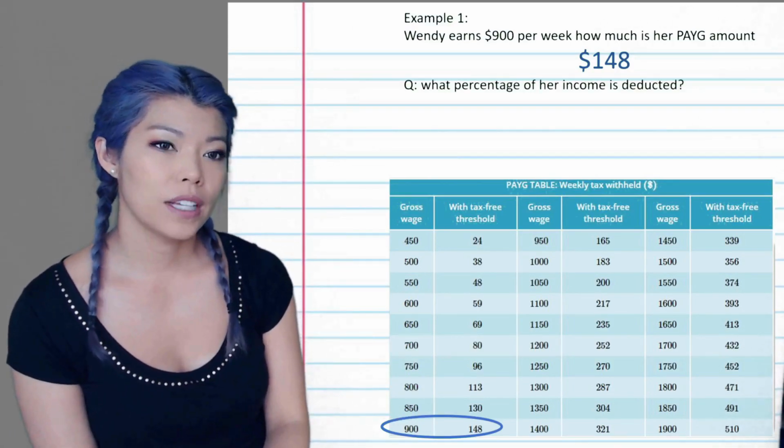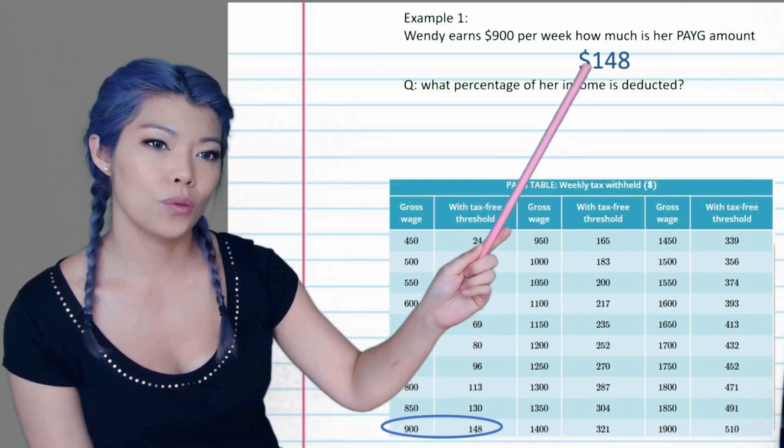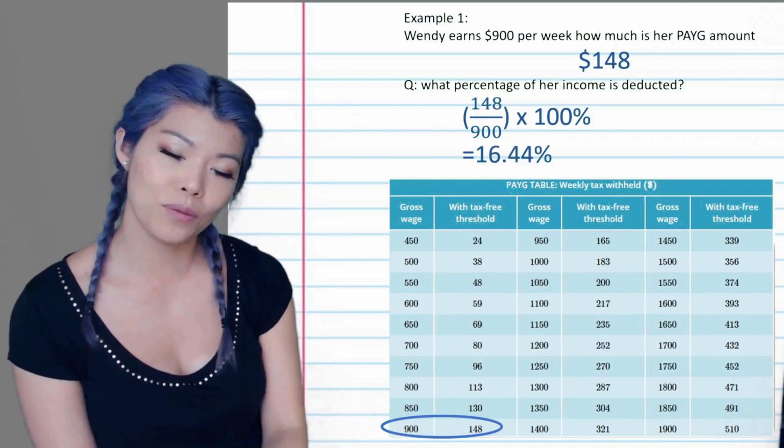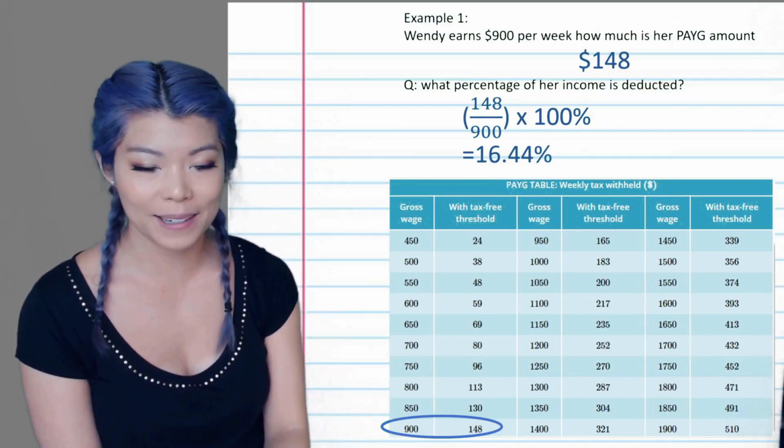What percentage of her income is deducted? So the percentage would be 148 over 900 times 100%, which is 16.44%.